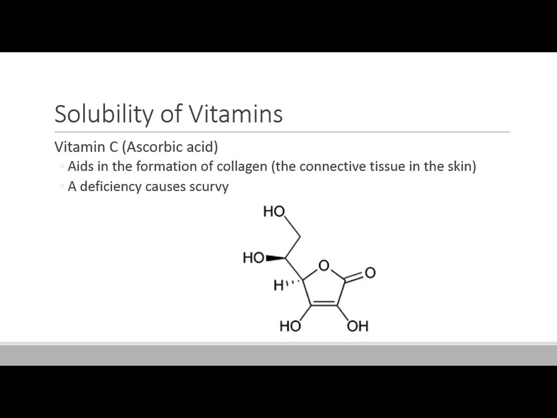What about vitamin C, or ascorbic acid? Okay, this is important for the connective tissue in your skin, and it also helps to prevent scurvy. The early pirates and sailors didn't have access to fresh fruit, and so they would sometimes develop scurvy, which is really nasty: your teeth fall out and all kinds of stuff. So make sure you get enough fresh fruit and veggies in your diet.